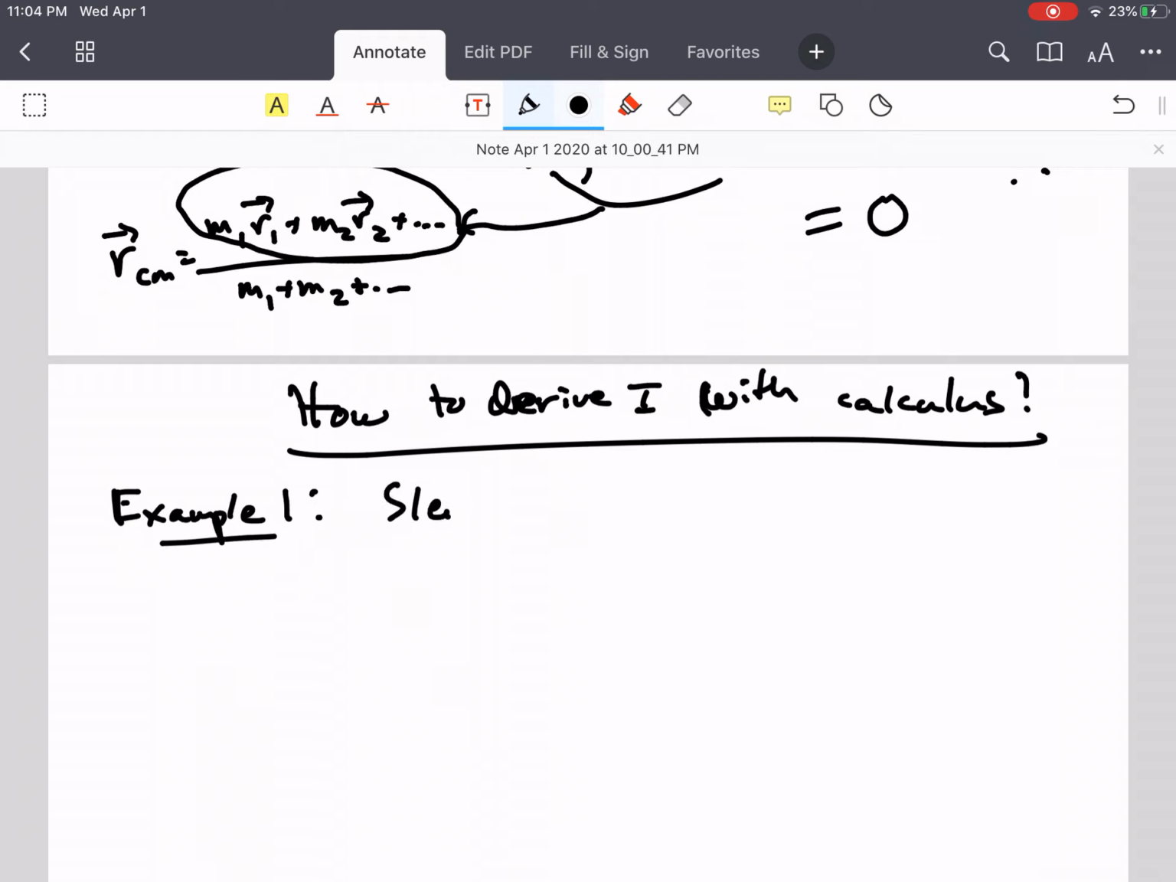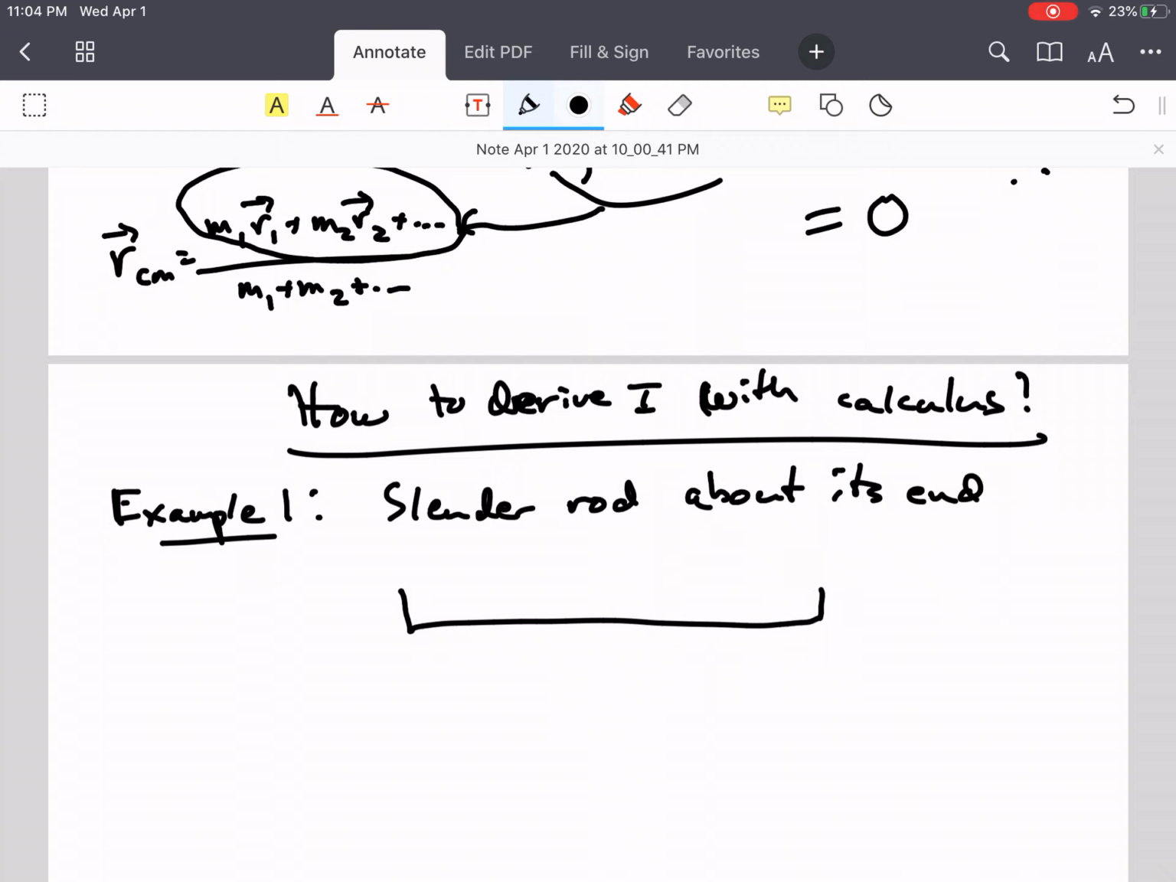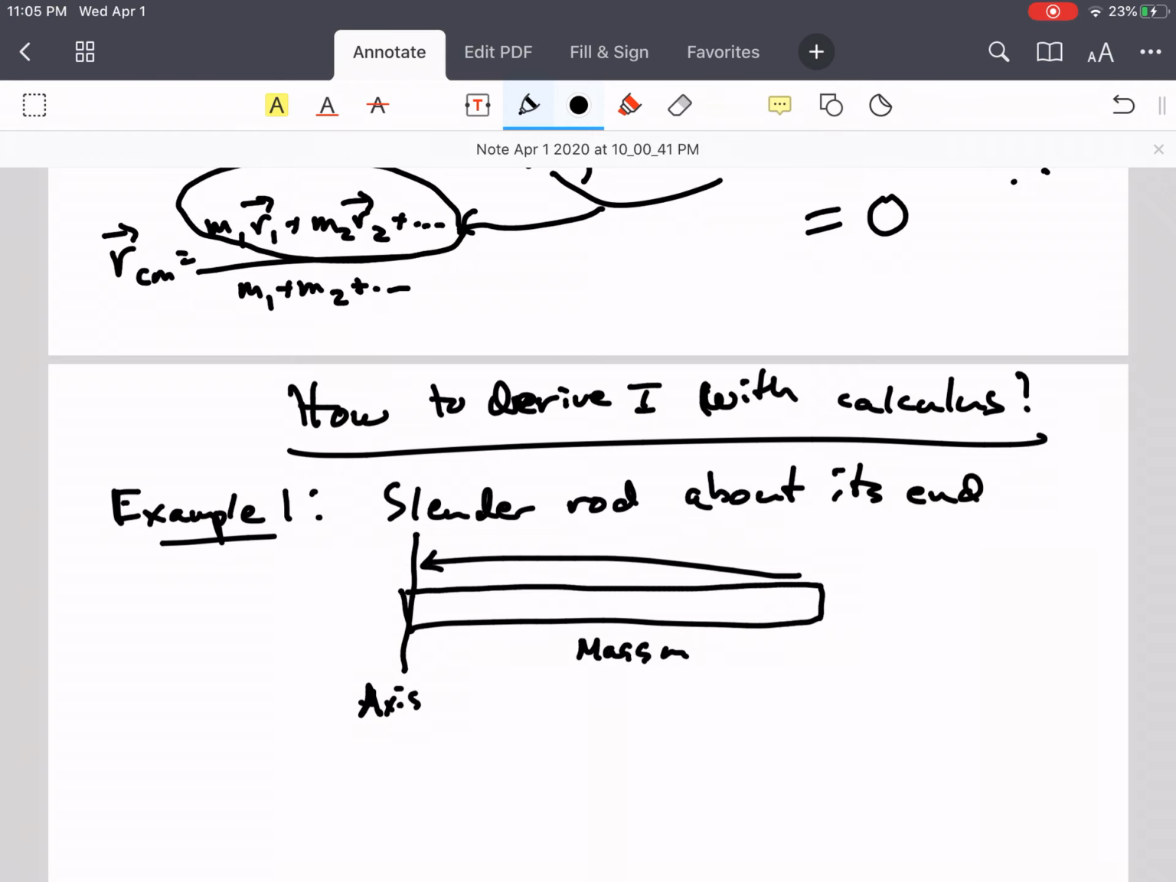So the slender rod with the moment of inertia at the end kind of looks like this. And the axis is somewhere right around the end here. All right, so here's our setup. The rod has mass M. The length of the rod is capital L.